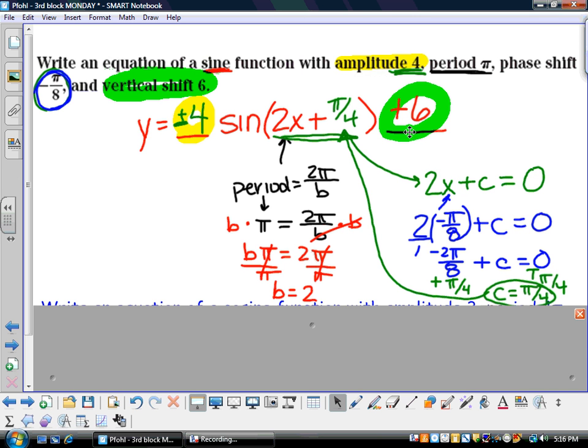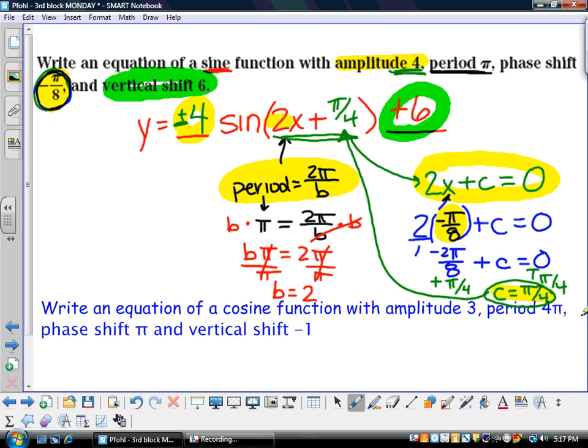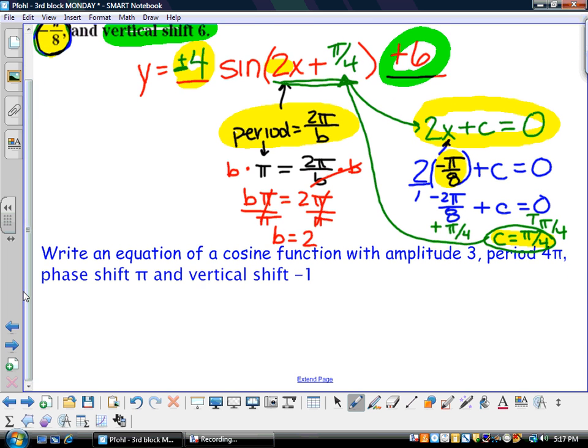Remember the steps. Start with the amplitude out front and the vertical shift at the end. Then use the equation period equals 2 pi over b to figure out what number b is. Once you have b, take the part in the parentheses, set it equal to 0. You know that the answer for x is going to be the phase shift, so plug the phase shift right in for x to get your number for c. Use those same steps to try to do this one on your own. Pause the video while you have a chance to try this example.